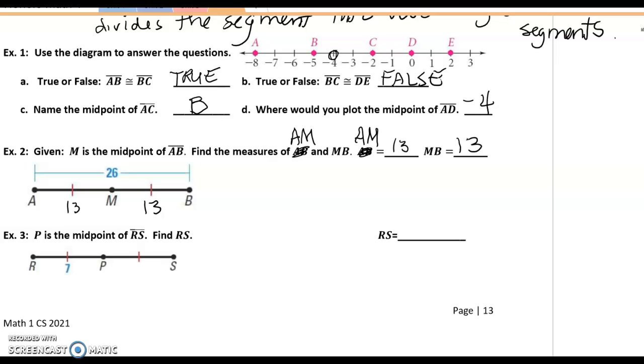Number 3, P is the midpoint of RS. Find the length of RS. Again, because P is the midpoint, then we know that these two segments on either side of the midpoint are the same length. So if R to P is 7, that means P to S is 7. So that means the whole entire length of RS is 14.